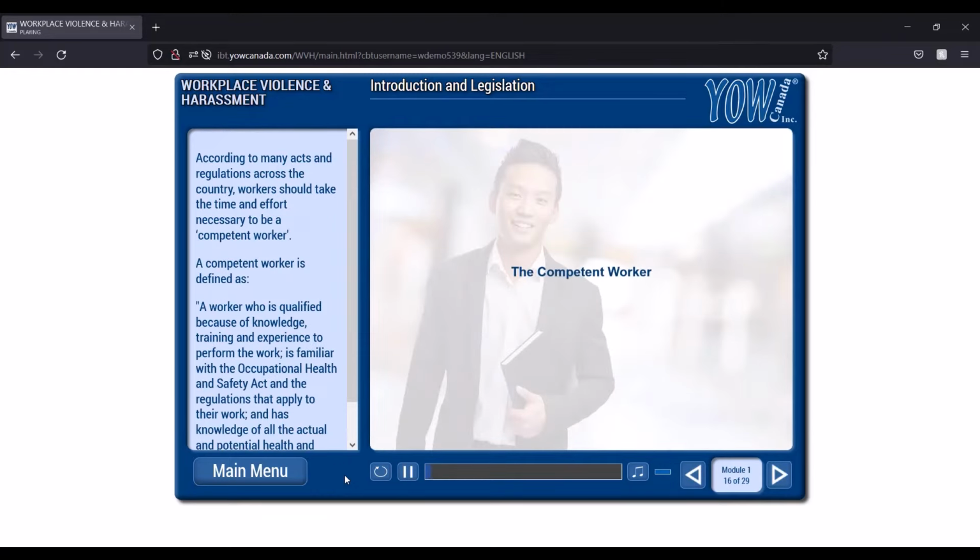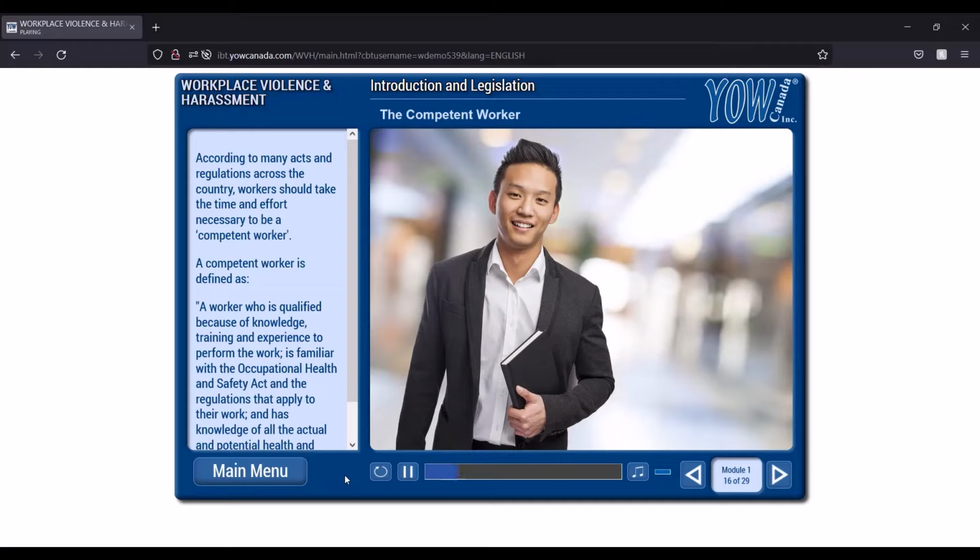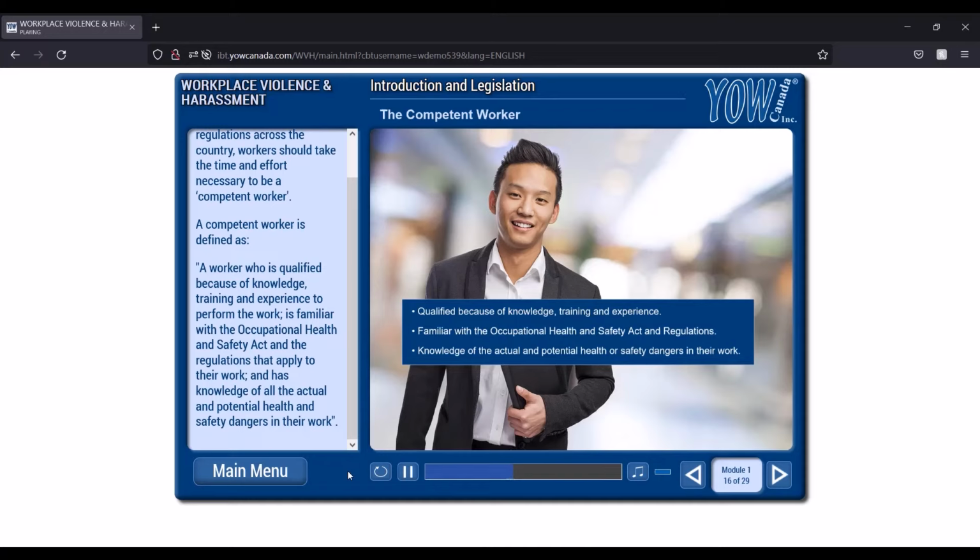The competent worker. According to many acts and regulations across the country, workers should take the time and effort necessary to be a competent worker. A competent worker is defined as a worker who is qualified because of knowledge, training, and experience to perform the work, is familiar with the Occupational Health and Safety Act and the regulations that apply to their work, and has knowledge of all the actual and potential health and safety dangers in their work.